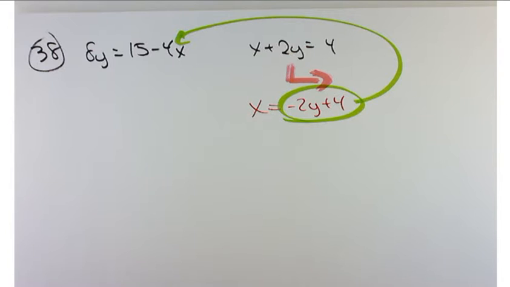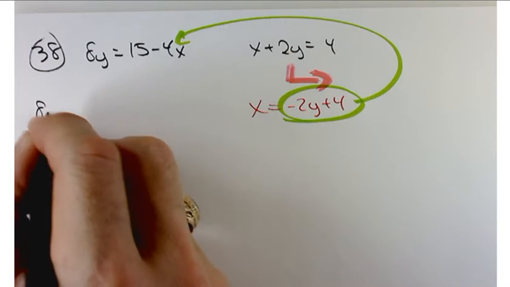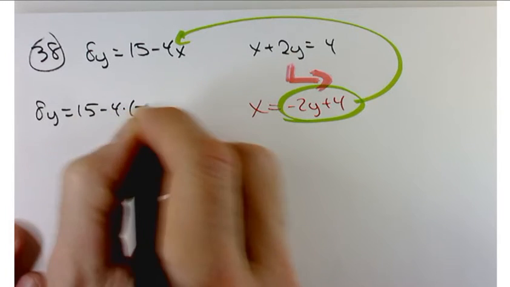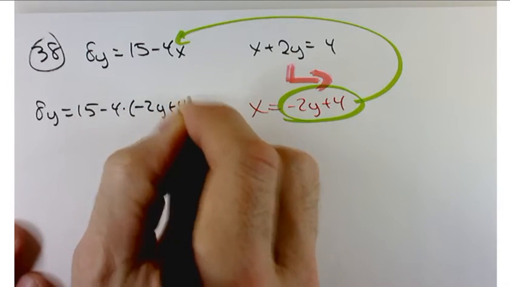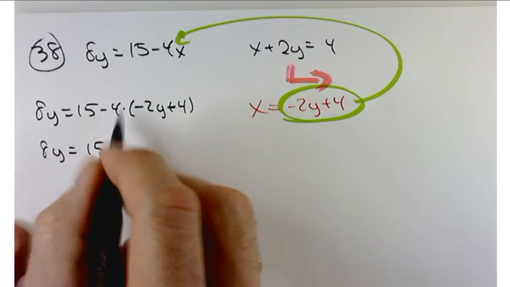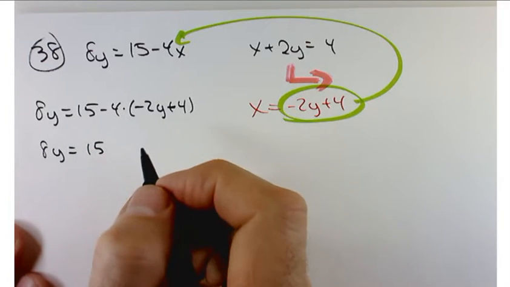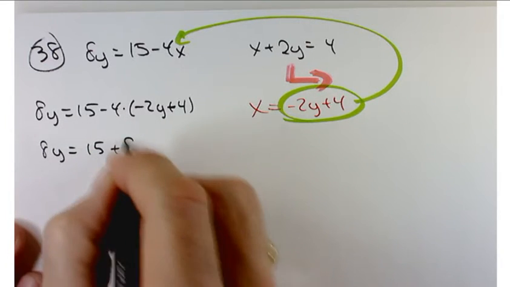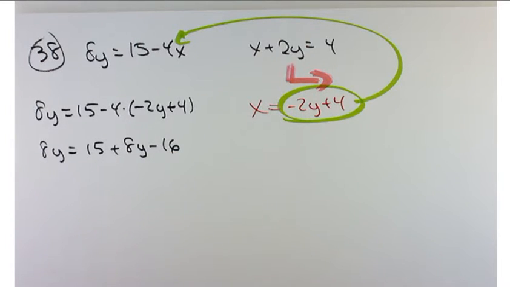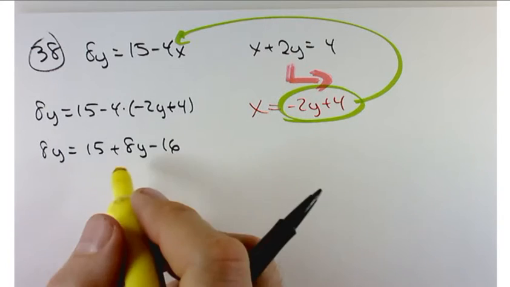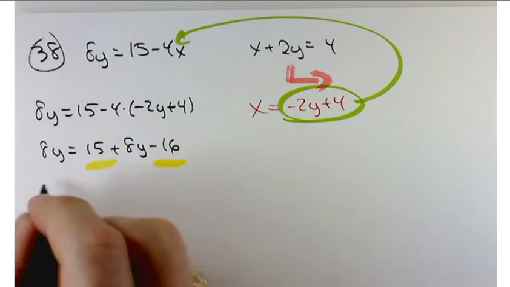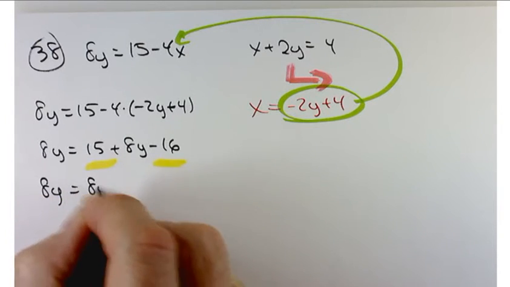So what do I get here? 8y equals 15 minus 4 times negative 2y plus 4. I'm going to distribute the negative 4 here. It'll give me 8y minus 16. Are there like terms on the right-hand side? Yeah. So I get 8y equals 8y minus 1.